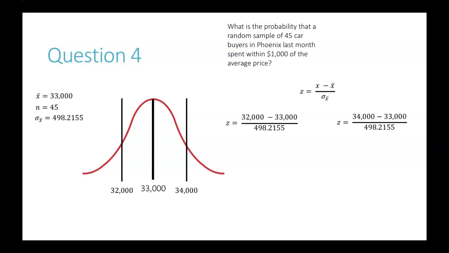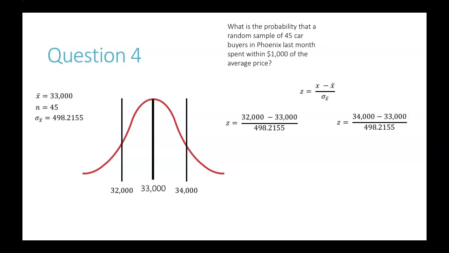So we can plug in our numbers here. We need to find the z-score for 32,000. So we do 32,000 minus 33,000 over our standard error that we found. And then we also need to find the z-score for 34,000. So we do 34,000 minus 33,000 over our standard error.